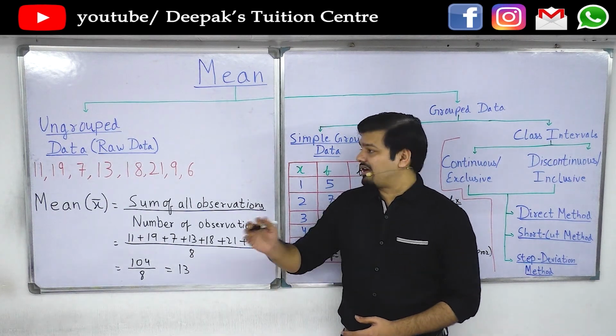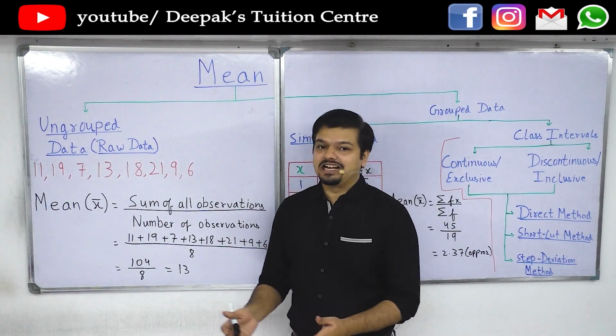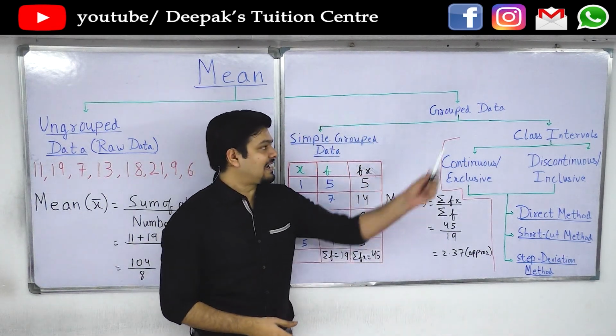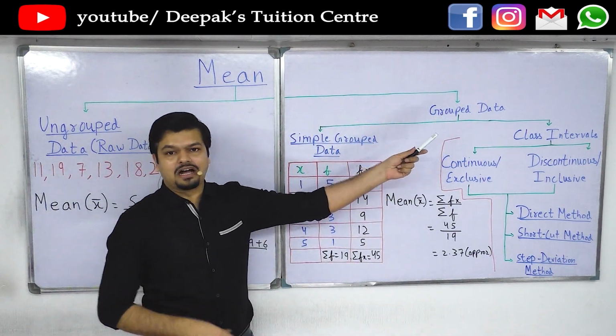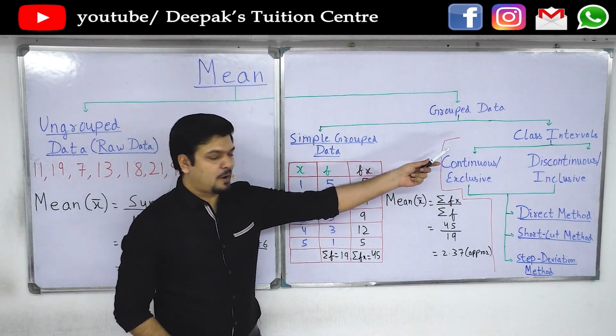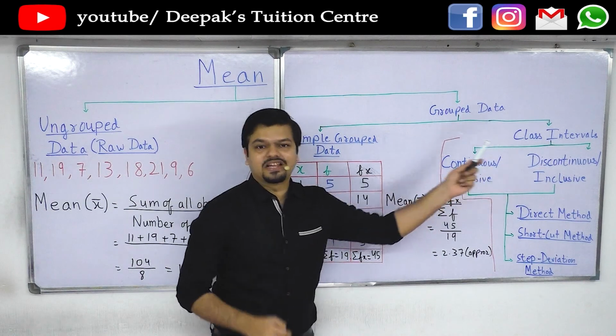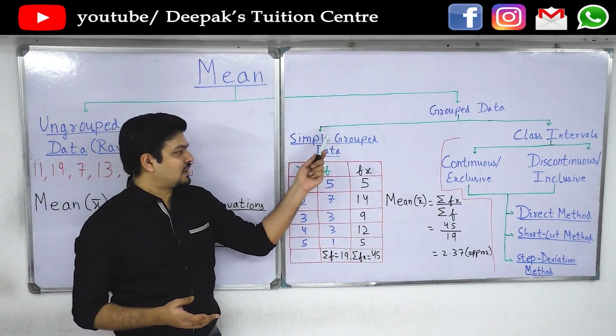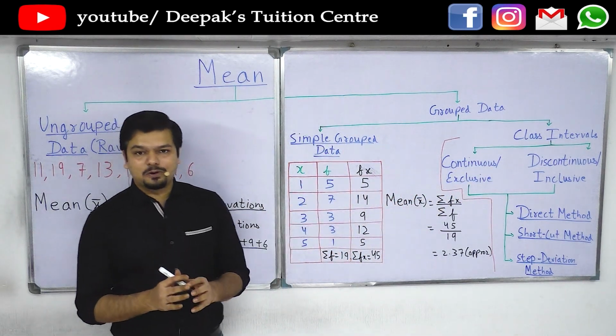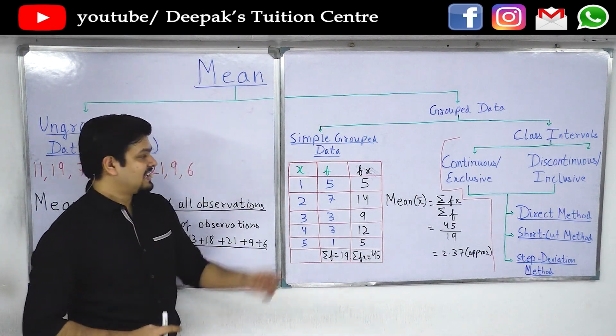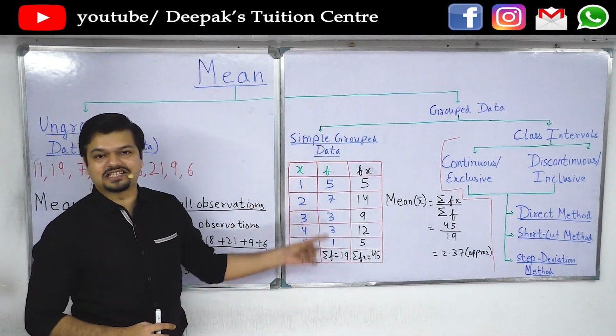But if the data is not given in the ungrouped format, then it could be given in a group data format. If the data is group data, what do we do? There are two options: either simple group data or class intervals. First let us focus on simple group data. The simple group data will always have two columns, one for X and one for F.